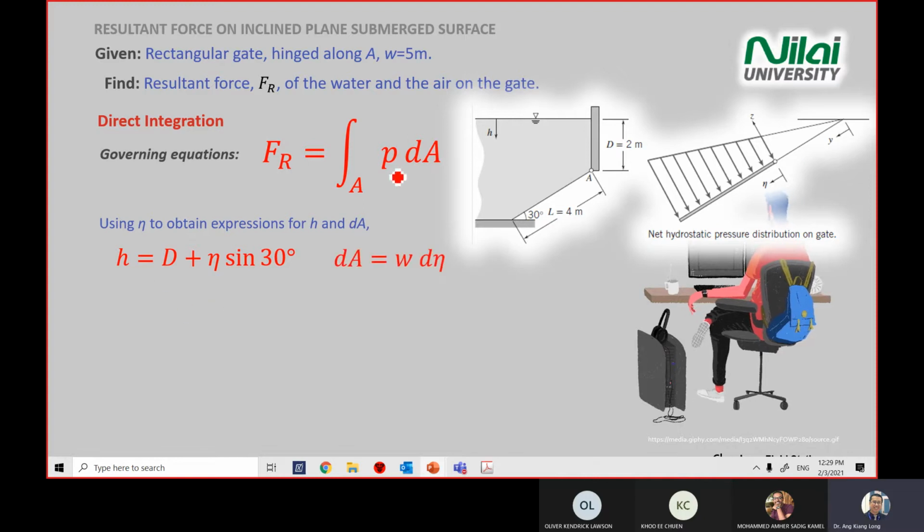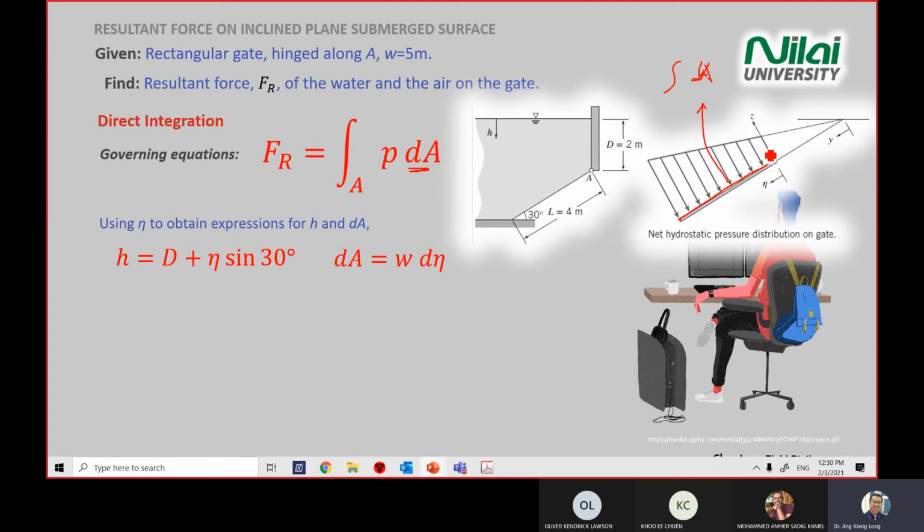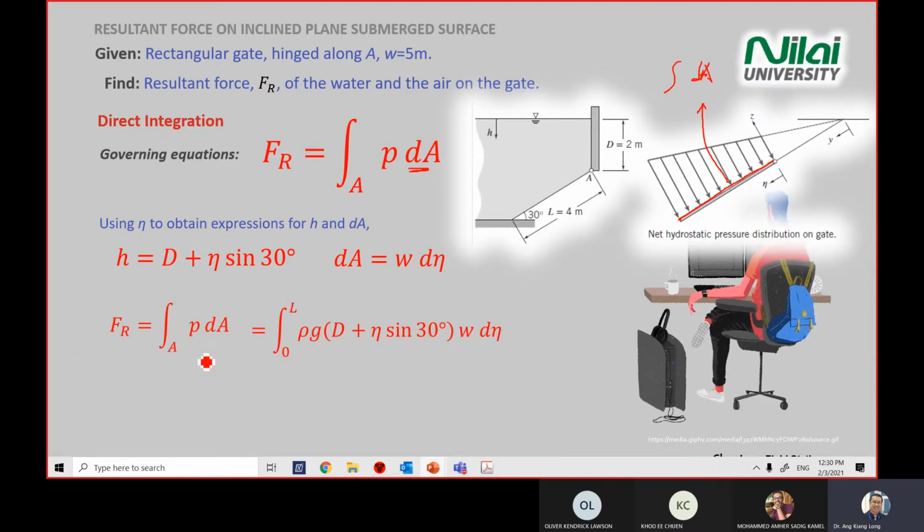Right, we continue. And your dA here is the area that the hydrostatic force is acting on. This is the A. So this is the total area that we're looking for. So how do we find the area of this one? We take the W, which is the width of the plate, times the length dN here. So dA equals W dN. And then you substitute everything into the equation. So F equals PA.